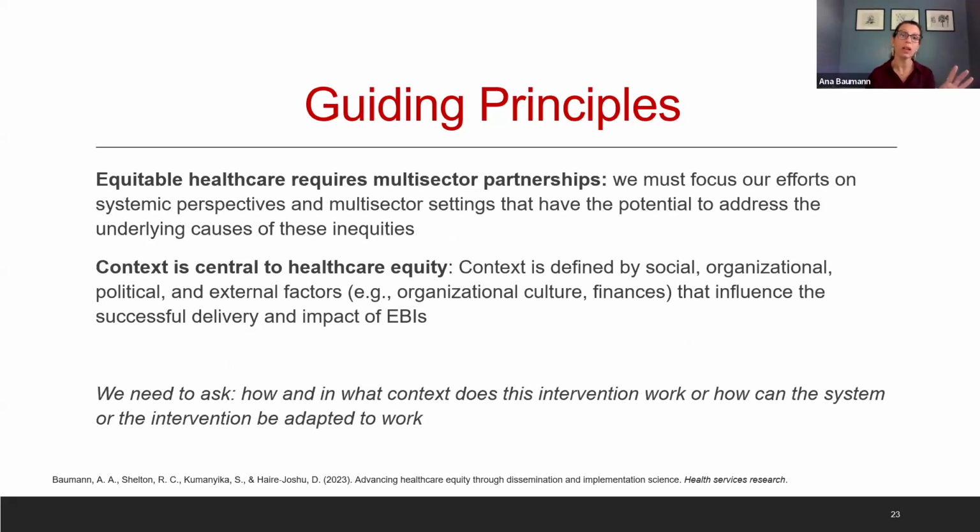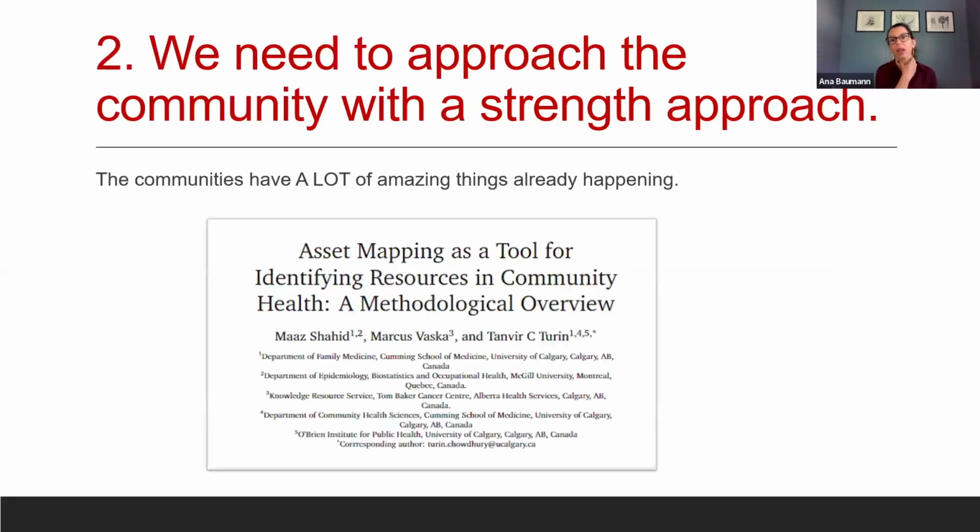Guiding principles 3 and 4, meaning the hospitals are only one source of partnership and resources. How can we think about multi-sector partnerships in the work that we do? How can we conceptualize the context of the healthcare, including finances and political aspects that influence the work that we do? So, with all of those principles, it leads to, what does engaging the community mean, and thinking through the history and the context of the community that we work with?